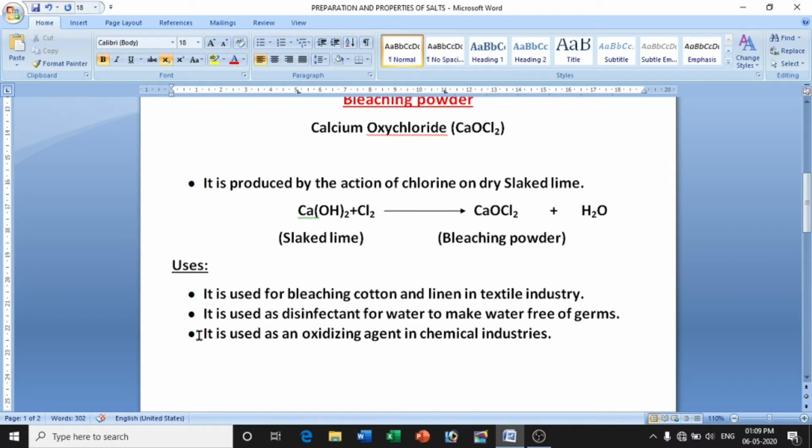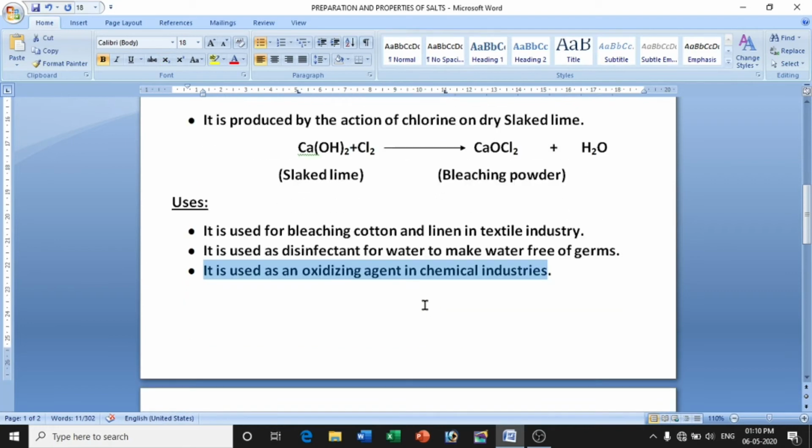Clear? And then it is used as an oxidizing agent in chemical industries. Oxidizing agent, to oxidize any substance in a chemical reaction. Sometimes this calcium oxychloride or bleaching powder has also been used in other ways. So these are very common uses or applications of bleaching powder in our everyday life.